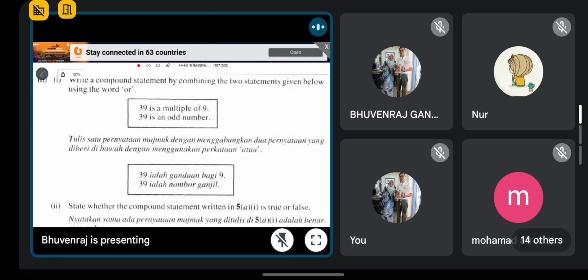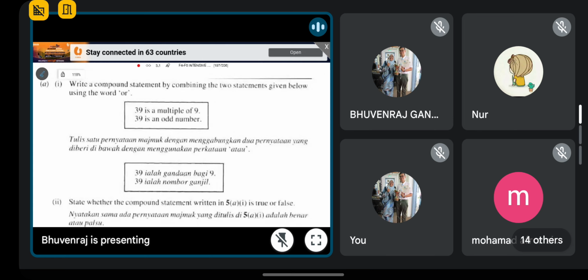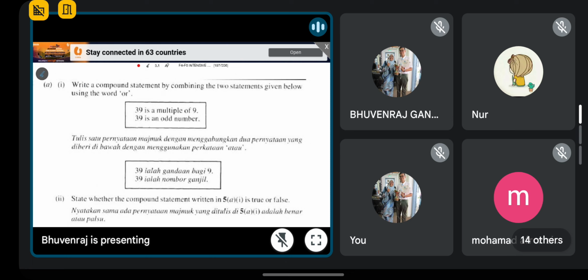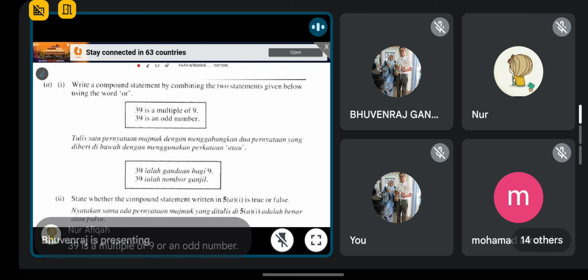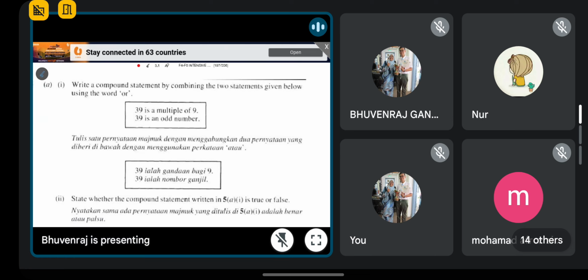Okay, so first question, write a compound statement using the word or. Tulis guna perkataan atau. Can you all tell me guys the answer? This one quite simple. You can type short form lah, but in the exam, make sure you type the full format. 39 is a multiple of 9. Yes, correct, Afika. Betul. Okay, so your answer will be 39 is a multiple of 9 or an odd number. Kalau dalam BM, 39 ialah gandaan bagi 9 atau nombor ganjil. Okay, so this will be your answer for A1. Okay, this one quite easy sebab macam BM saja.